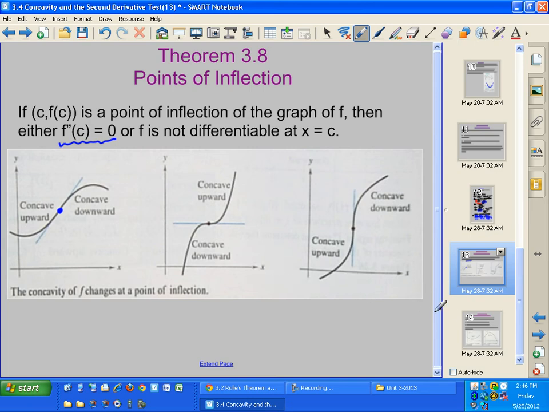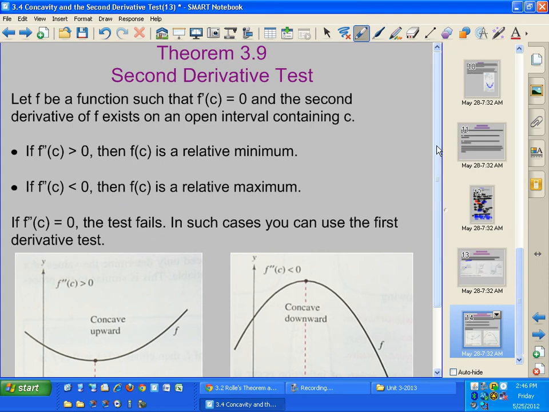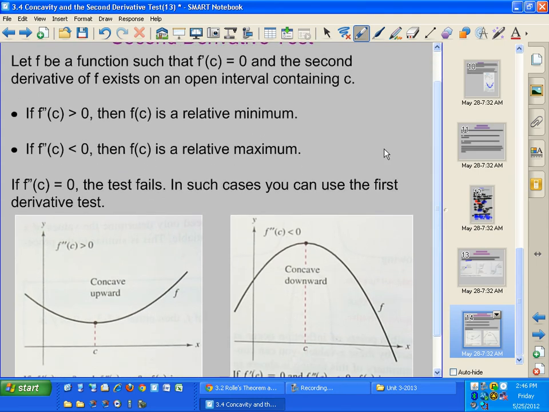And then finally, what we basically did there was the second derivative test. So if a function has f prime of c equals 0 and the second derivative exists on an open interval, so basically we're saying we have a maximum or a minimum, and we have an open interval, then if f double prime is greater than 0, we have a relative maximum. If f double prime is less than 0, we have a min. I've switched those, sorry. If f double prime is greater than 0, then f of c will be a minimum, yes.